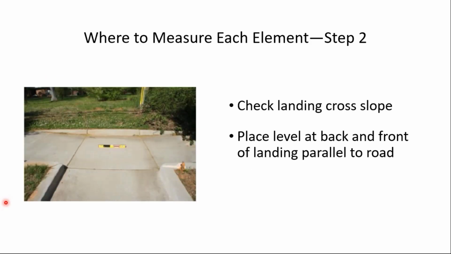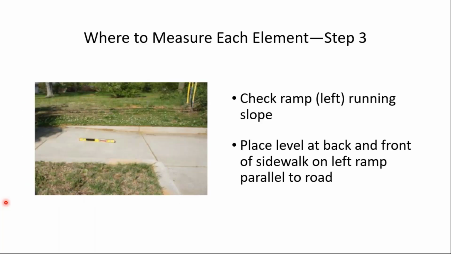Step 2 is to check the landing cross slope. So put the level at the back and front of the landing parallel to the roadway. My step 3 would be to check the ramp left running slope. So put the level at the back and front of the sidewalk on the left ramp parallel to the road.